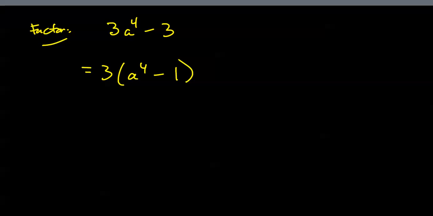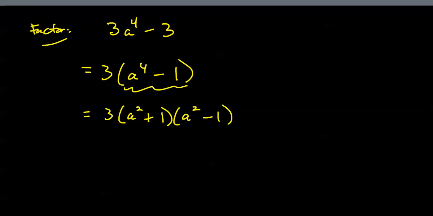Alright, so I have 3 times a to the 4th minus 1. This, of course, is a difference of squares. So I can factor a to the 4th minus 1 down to a squared plus 1 times a squared minus 1. Again, a squared plus 1 is prime. It's a sum of squares.